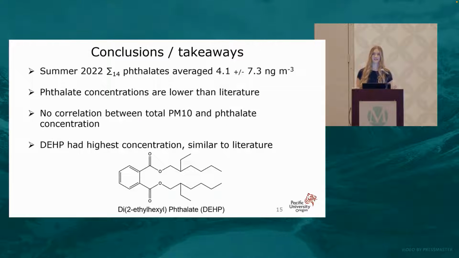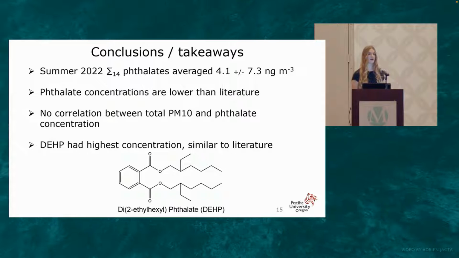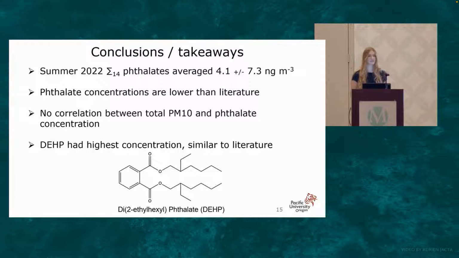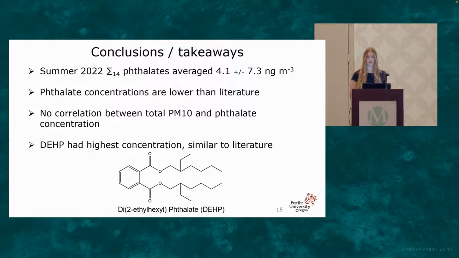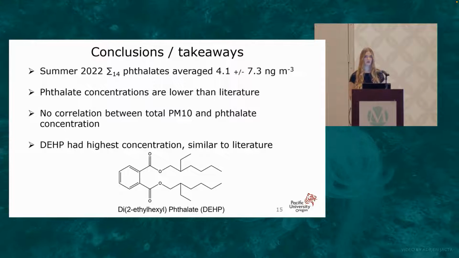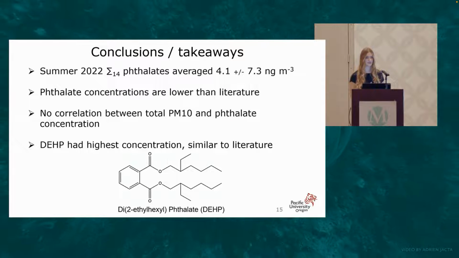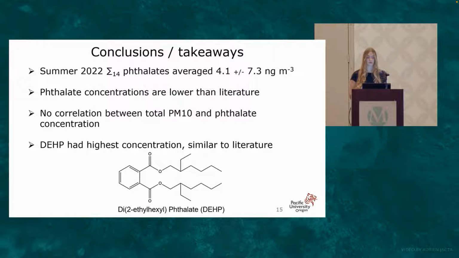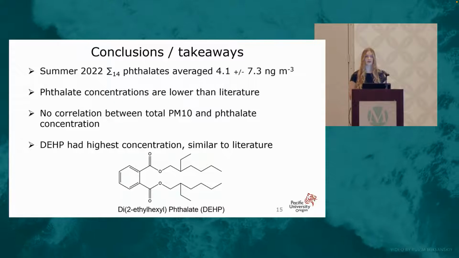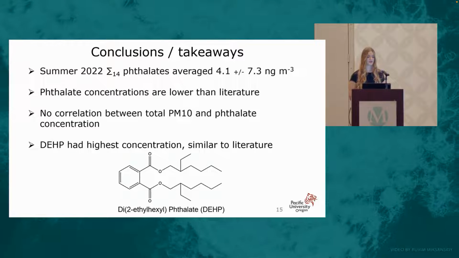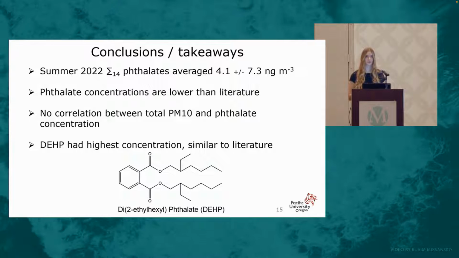The main things I'd like you all to go home with is that over this past summer, out of the 14 phthalates, the 6 that were detected averaged 4.1 plus or minus 7.3 nanograms per cubic meter, which is a lot lower than the literature. But I'm still detecting the same identity of phthalates. There is also no correlation between total PM10 and phthalate concentration in the atmosphere, at least from what I've detected, and diethylhexyl phthalate, DEHP, had the highest concentration, which is also similar to the literature.